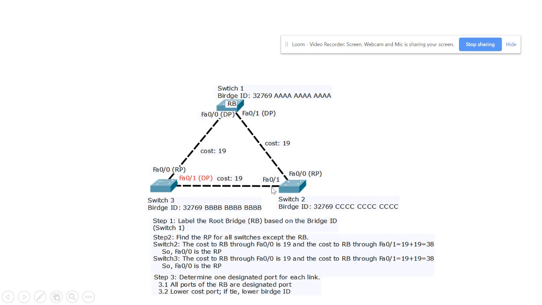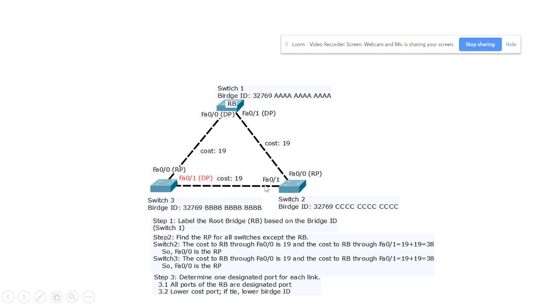If you have a tie in cost, then you compare the two switches attached to those two ports, and the switch with the lower bridge ID wins. That means the port connected to the switch with the lower bridge ID becomes the designated port. On this link, we found the same cost both ways, so they tie. The bridge ID of switch 3 is 32769BBBB and so on, and the bridge ID of switch 2 is 32769CCCC and so on. The bridge ID of switch 3 is lower, so the port attached to switch 3 on this link becomes the DP. I label FA01 of switch 3 as DP.